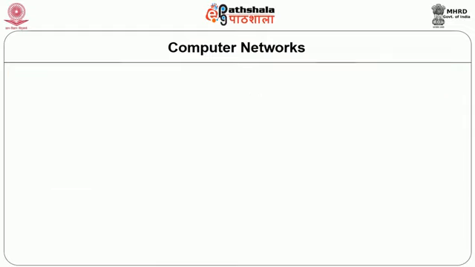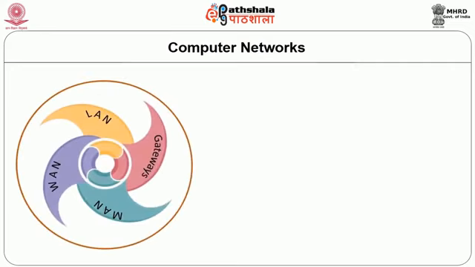Computer networks can be grouped into four categories based on the geographical locations of their computer terminals. Number one, local area network, that is LAN. Number two, wide area network, that is WAN. Number three, metropolitan area network, that is MAN. And number four, gateways.